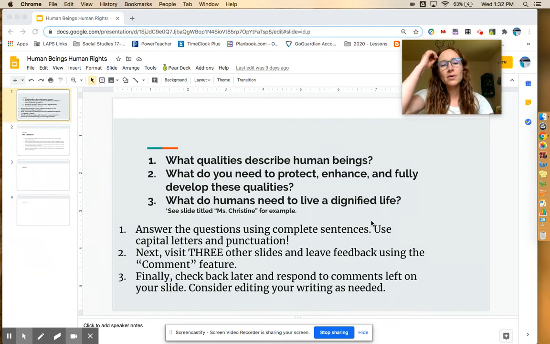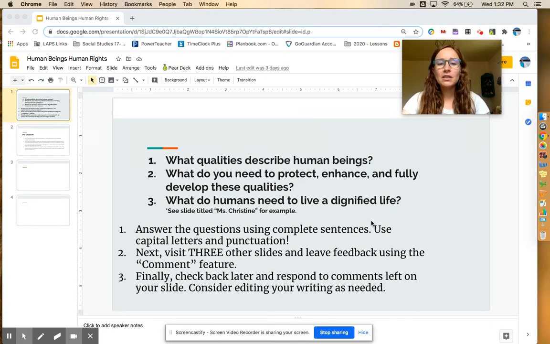Okay, the first question you're going to answer is, what qualities describe human beings? I'd like you to talk about the things that are unique to humans. So think about the people in your life or about yourself, and how would you describe their personality? So qualities and personality traits mean about the same thing in your answer. And we'll look at an example in just a second.